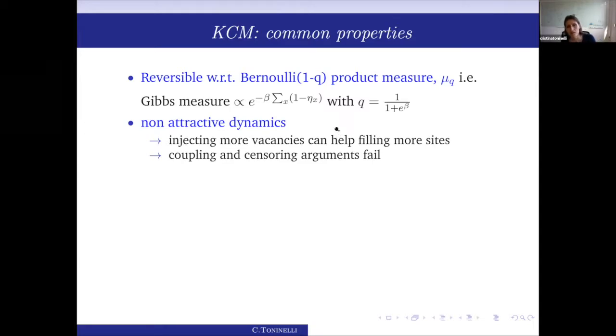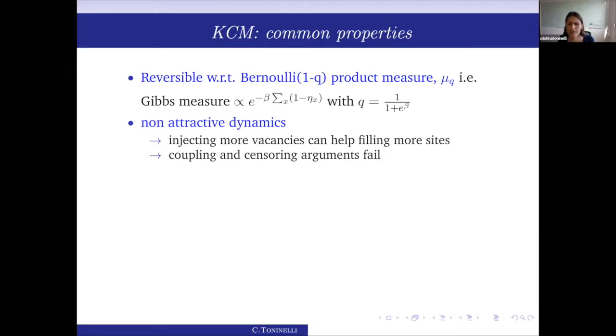Okay, so as a consequence, tools which are often used for other Glauber dynamics, for example to study the dynamics of the Glauber-Ising model, cannot be used here. In particular, tools that involve coupling are usually not very efficient here. It's not possible to couple two initial configurations, one of which contains more empty sites than the other, in such a way that this order is preserved at later times.